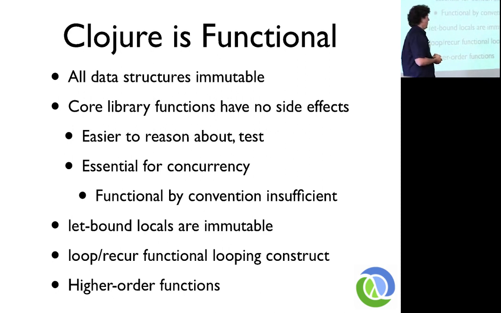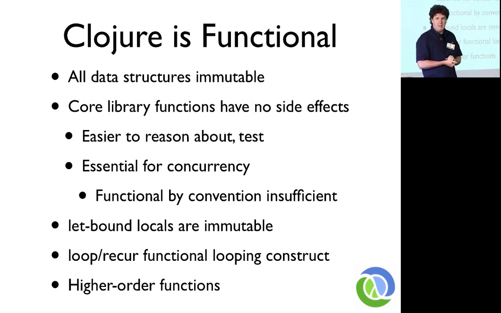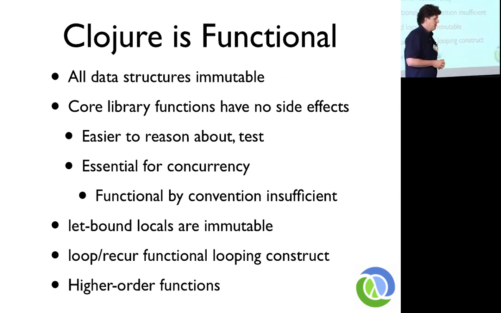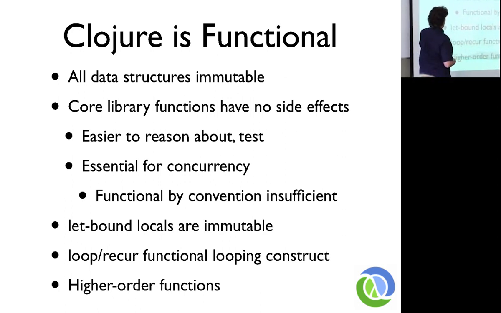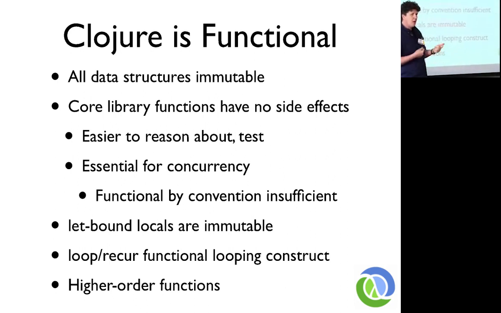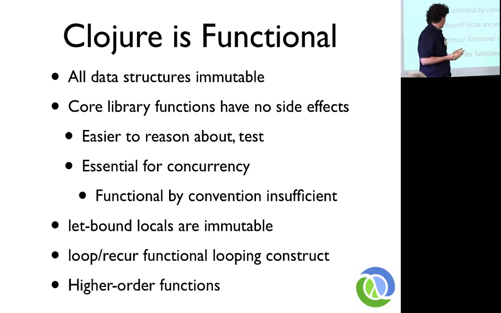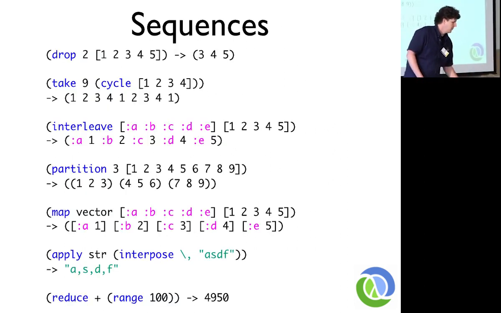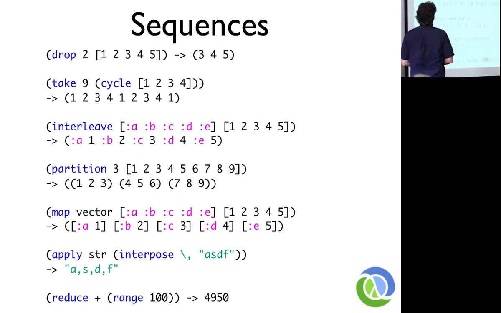And of course, you read Brian's excellent book, and how many times does it say immutable? Many, many times. But it's hard. Clojure makes that easy because it's the default. It's really functional, like let-bound locals are immutable. I didn't even call them variables because it would just be too disappointing. There's a functional looping construct which sort of works around the fact that there's no tail calls. And of course, it does also have higher order functions and that kind of thing.